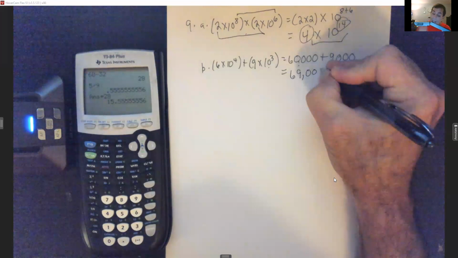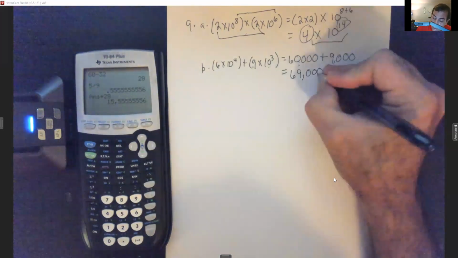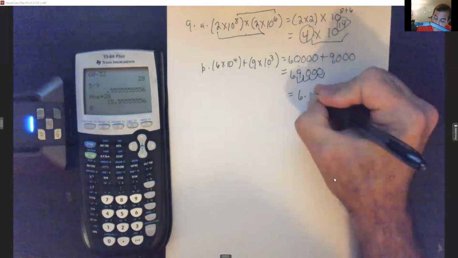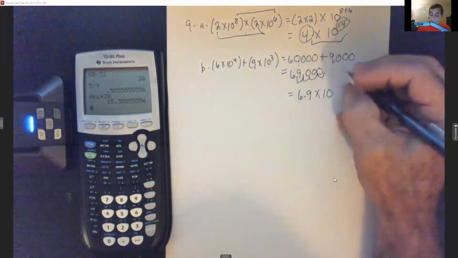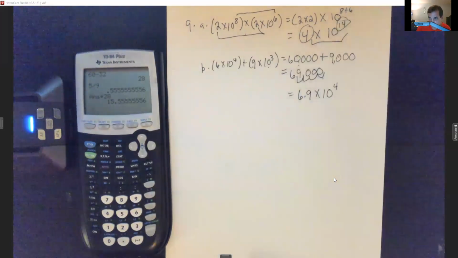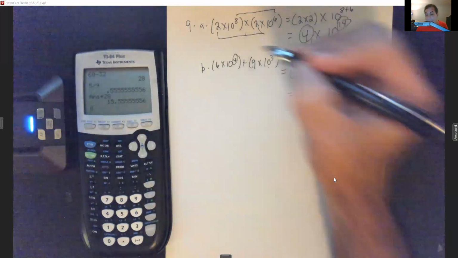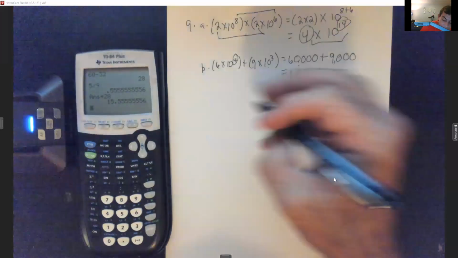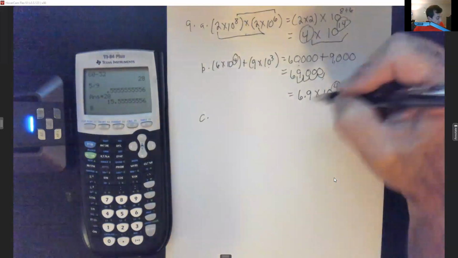69,000. Now to turn it back into scientific notation, I go 1, 2, 3, 4 left. So this is now 6.9 times 10. I went left 4 units, so my answer was 10 to the 4th power. Usually this answer will match this answer in power. The highest power will be in your answer, okay? So add and turn them into numbers, add them, and then turn them back into scientific notation.